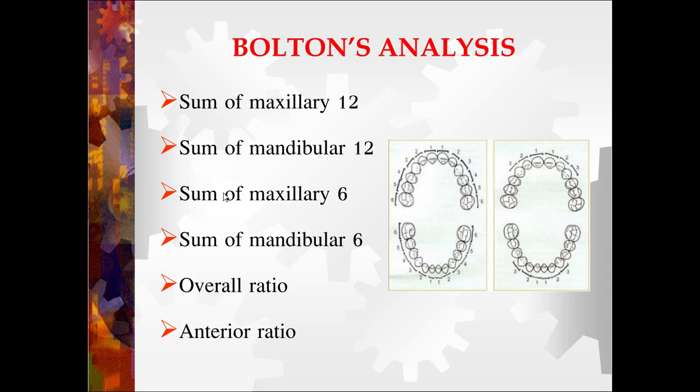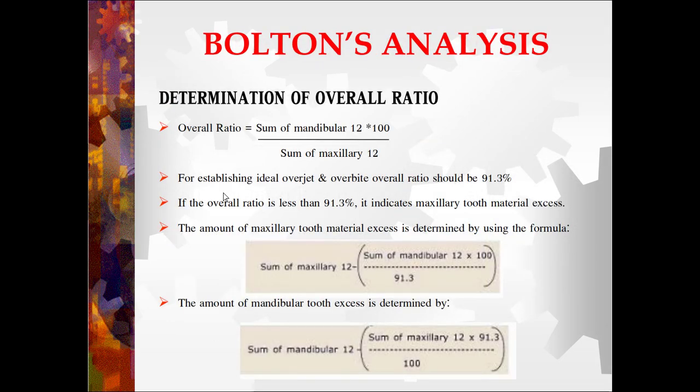Then the sum of maxillary 6, that is from canine to canine. Sum of mandibular 6, that is mandibular canine to canine. Then the overall ratio, which is from first molar to first molar, and the anterior ratio, which is for canine to canine. To calculate the overall ratio, the formula is sum of mandibular 12 times 100 divided by sum of maxillary 12.